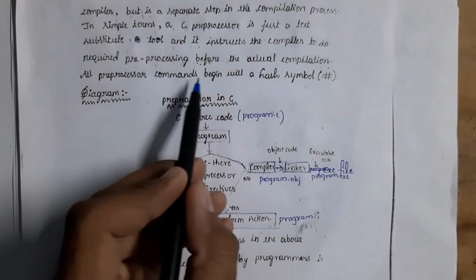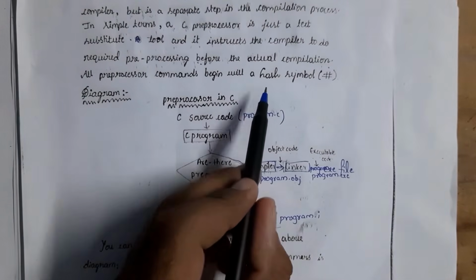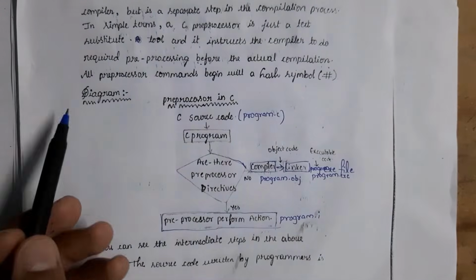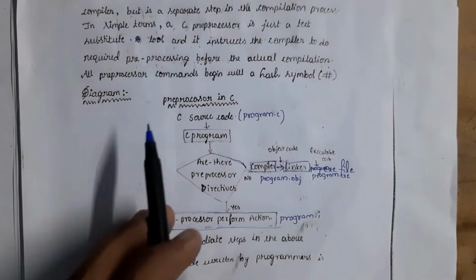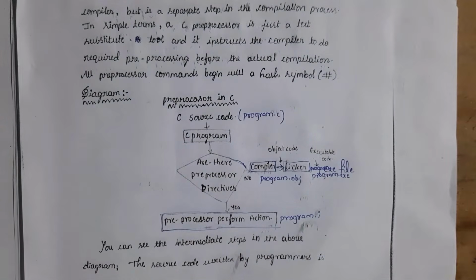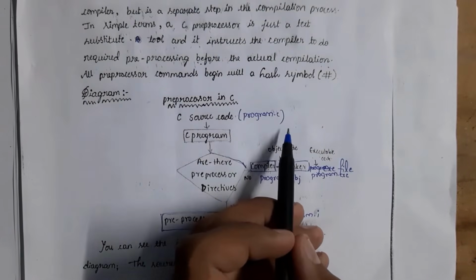All preprocessor commands begin with the hash symbol. Example, #include <stdio.h>. This is a diagram of how the preprocessor will work. Whatever program we write in C, we call this program source code, and we save this program using the .c extension. Example, program.c. This is how we save a program.